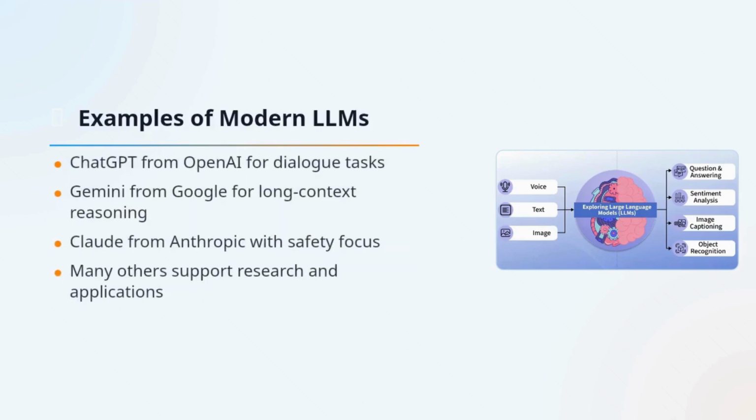Today, there are several well-known LLMs in use. Examples include ChatGPT from OpenAI, Gemini from Google, and Claude from Anthropic. Each model has its own strengths, such as dialogue, long context reasoning, or safety-focused design. So that covers the basic idea of what LLMs are and why they matter.